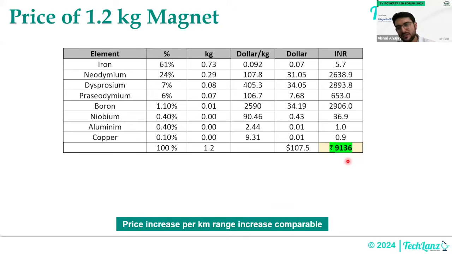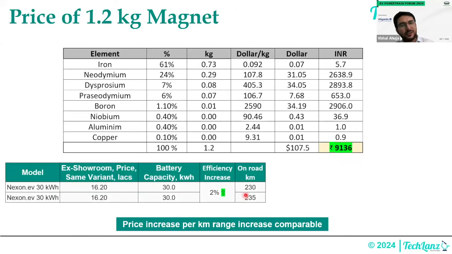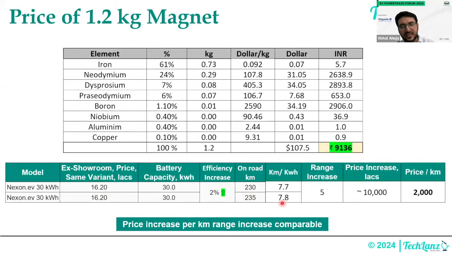I think people from EV sourcing know the should costing analysis, right? Based on that, you understand, okay, I increased my efficiency by 2%, which resulted in a 5 kilometer range increase. I could do that by adding permanent magnets in PMSM, and including my process cost and everything, about 10%, the price increased by 10,000 rupees. But the price per kilometer is still comparable to increasing your battery capacity, which was 2,000 rupees per kilometer, right? Are you getting the correlation?